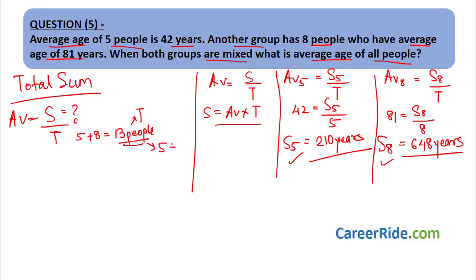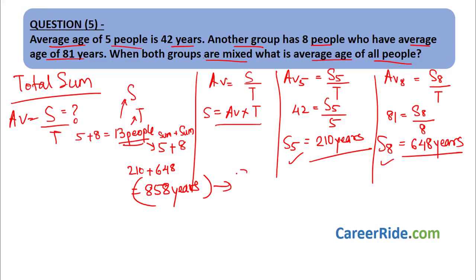We have 13 people over here. 13 is nothing but a group of 5 people plus a group of 8 people. So 5 plus 8 is 13. If we want the sum of the ages of 13 people, that is the same as the sum of the ages of 5 people plus the sum of the ages of 8 people, that is 210 plus 648, which gives us 858 years. So this is our value for S.